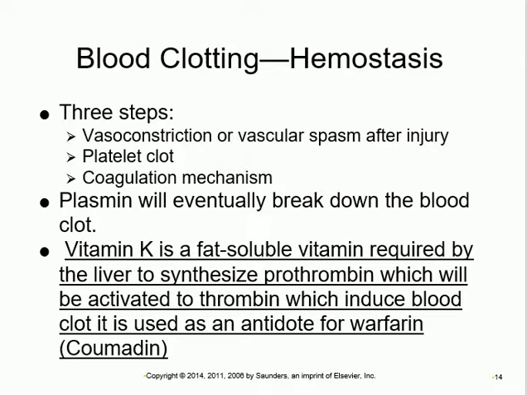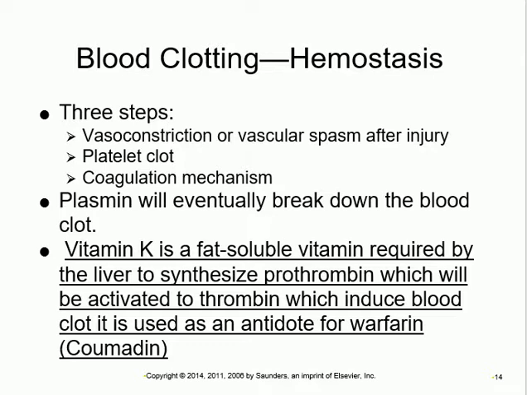This is exactly the same. So the first thing is vasoconstriction. You constrict the blood vessels so that less blood comes. And then the platelet clot: the platelets temporarily seal, like you put something on the water pipe. And then the coagulation mechanism follows, fixing the problem, which is the plumber part. And then the blood clot will be removed, when your skin gets back to normal, by something called plasmin.